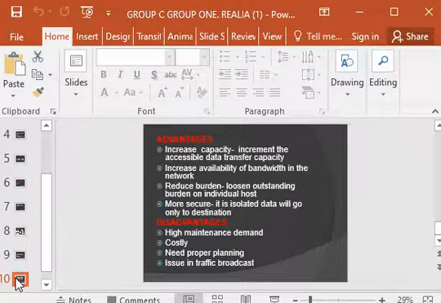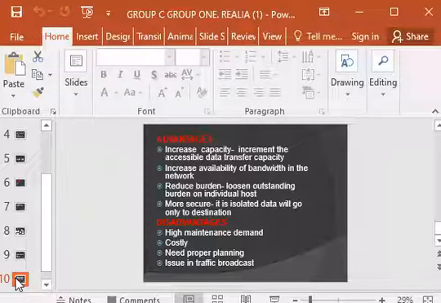Lastly, what are some of the advantages of using this kind of device? The first one is increased capacity, whereby there is an increment in accessibility of data transfer capacity. Number two, there is an increase in availability of bandwidth in the network, and they reduce the burden on individual hosts, and also they are more secure. Isolated data will go only to the destination.